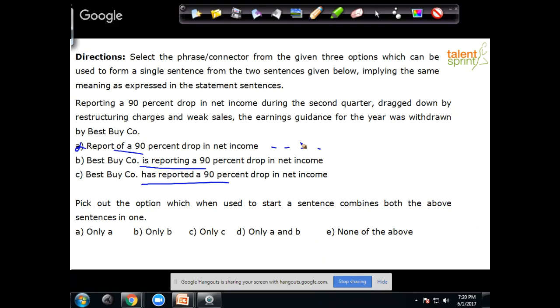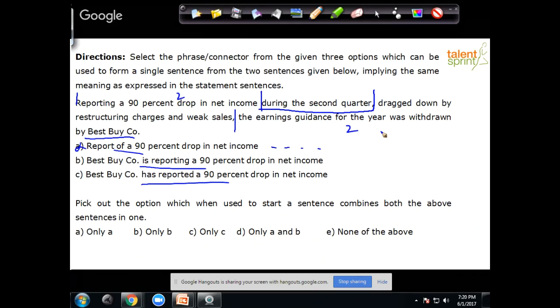Option B, Best Buy Co. is reporting a 90% drop in net income during the second quarter. I think your clue itself is during the second quarter. Right? We're talking about an action that started sometime earlier but is bearing relevance to the current one, which means it's a perfect tense. Good, Tanya, which means the only option that gives me that is option C. Best Buy Corporation has reported a 90% drop in net income during the second quarter, dragged down by restructuring charges and weak sales. And because this is repeating, you can slightly change the second sentence.